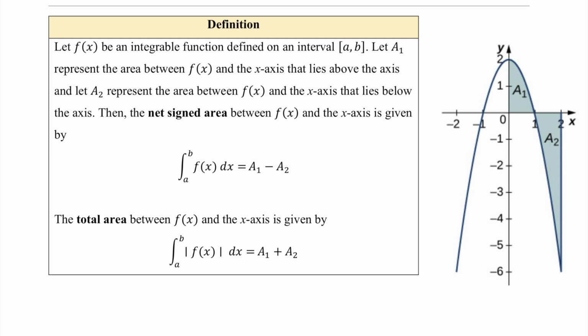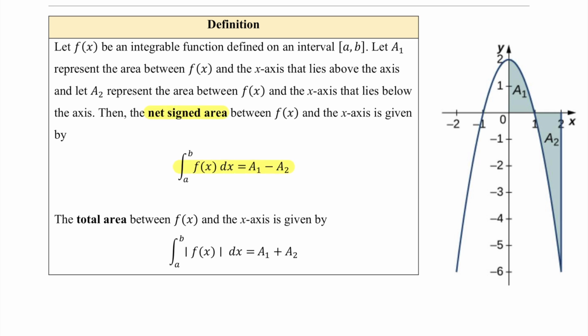Now let's connect this to the definition. We split the graph into two parts, A1 and A2. A1 is the area above the x-axis, and A2 is the area below the x-axis. So if I want to find the definite integral from this point to this point, that is called the net signed area. We take A1 minus A2. So we subtract the part below the x-axis.